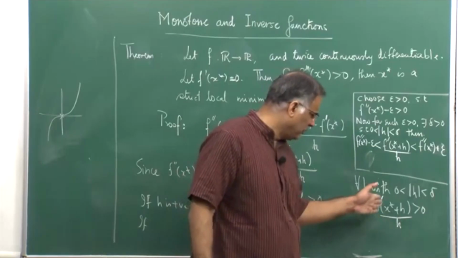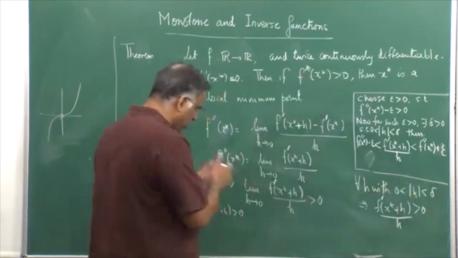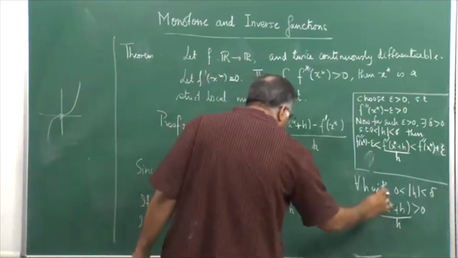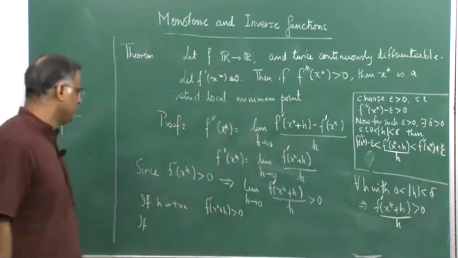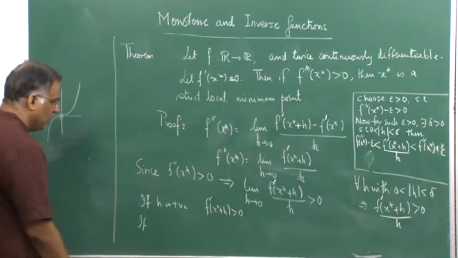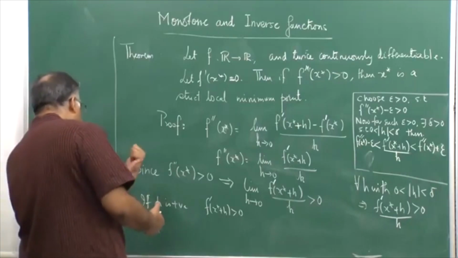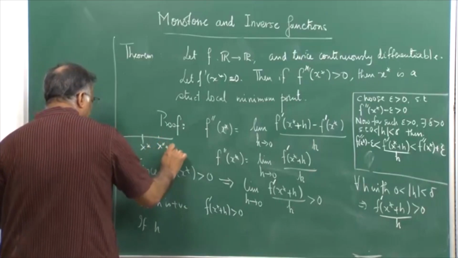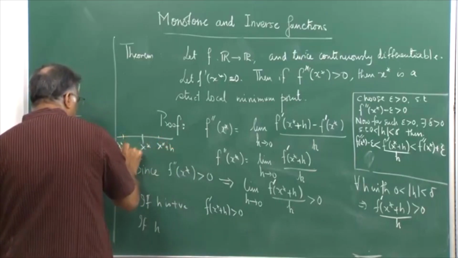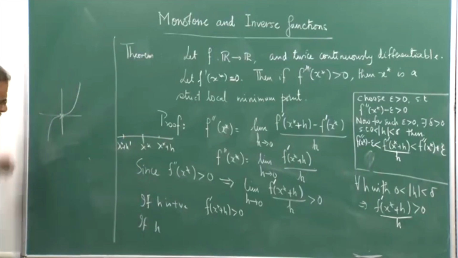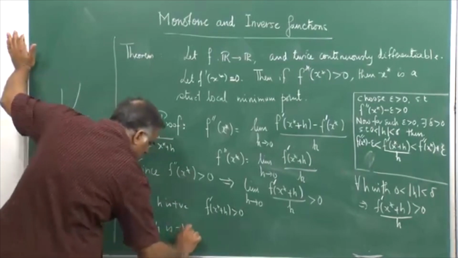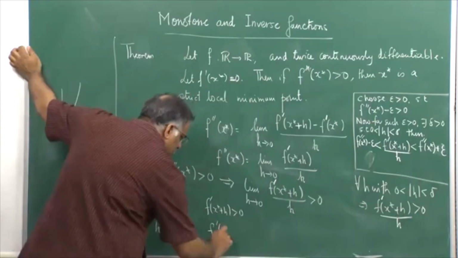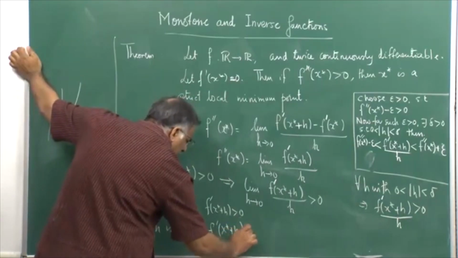So, from x star to x star plus h, up to x star plus delta, f dash of x star plus h is strictly bigger than 0. But if h is negative, that is, you are moving towards the left of x star, then f dash, because I will multiply by a negative number, this sign will change. So f dash of x star plus h is negative.